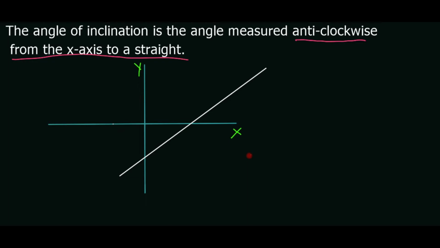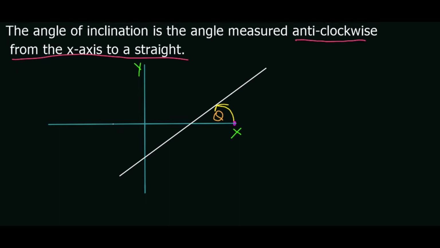If we say angle of inclination is the angle measured anti-clockwise from the x-axis to a straight line, it means the angle of inclination is this angle, which we measure in this way, anti-clockwise. Remember that this is anti-clockwise and this is clockwise. So the angle of inclination is always measured anti-clockwise from the x-axis. As you can see, this is the x-axis.